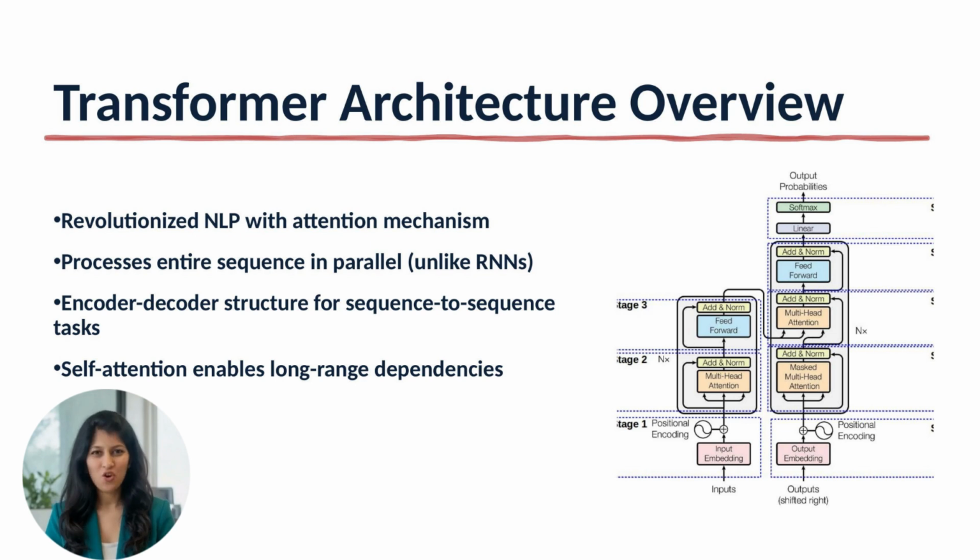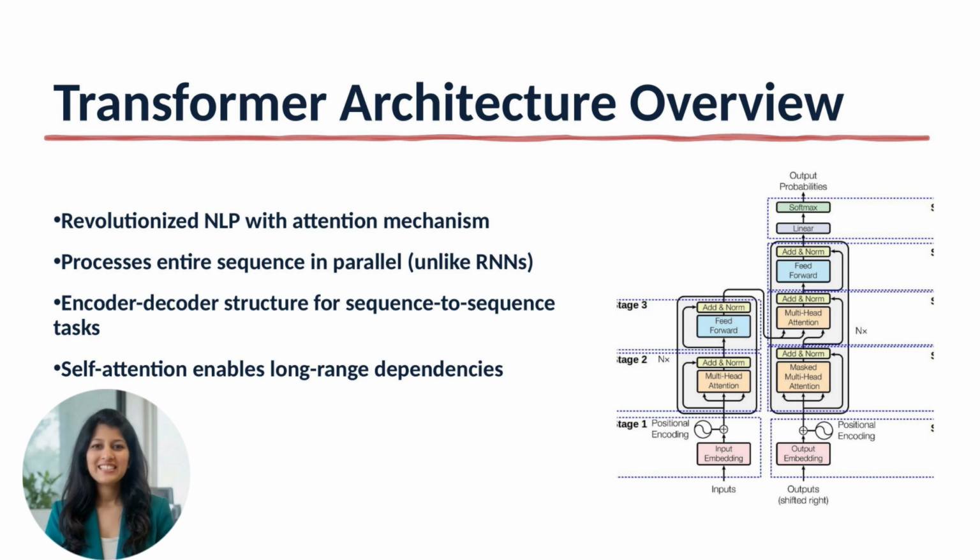The transformer architecture introduced in 2017 revolutionized NLP and became the foundation for modern large language models. RNNs process sequences step by step, maintaining a hidden state. This is inherently sequential. You can't process word 10 until you've processed words 1 to 9. This limits parallelization and makes it hard to capture very long-range dependencies. Transformers solve both problems with the attention mechanism.